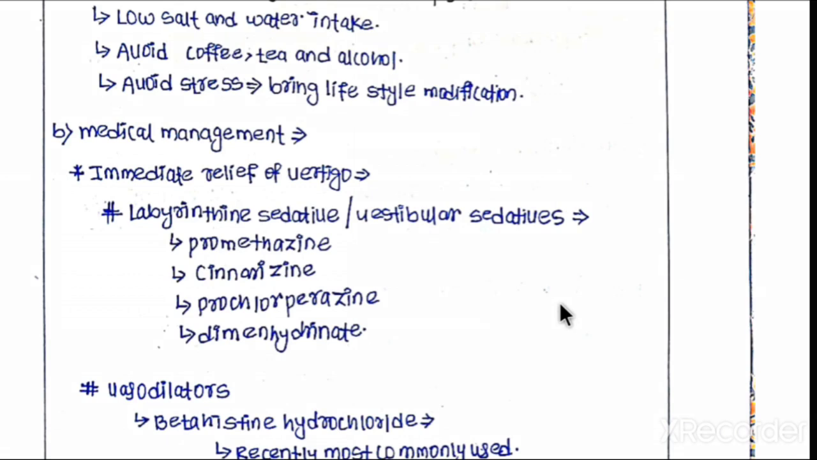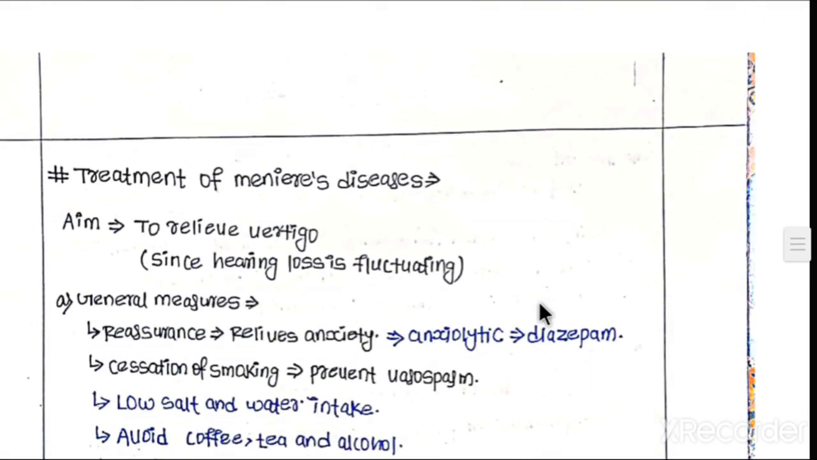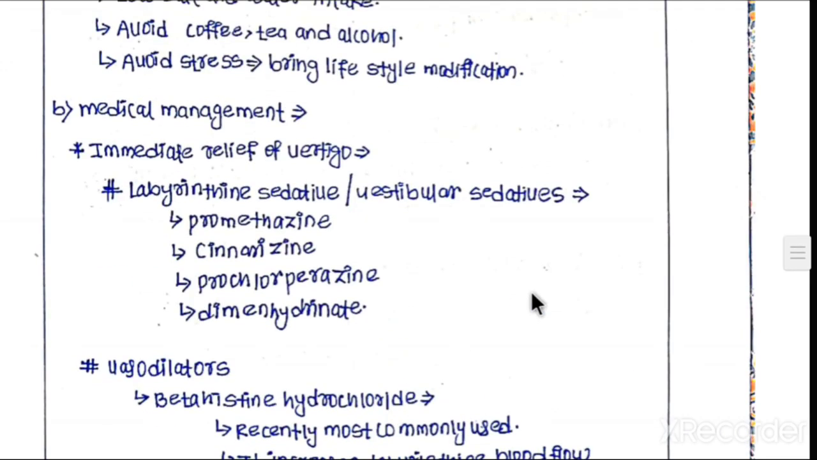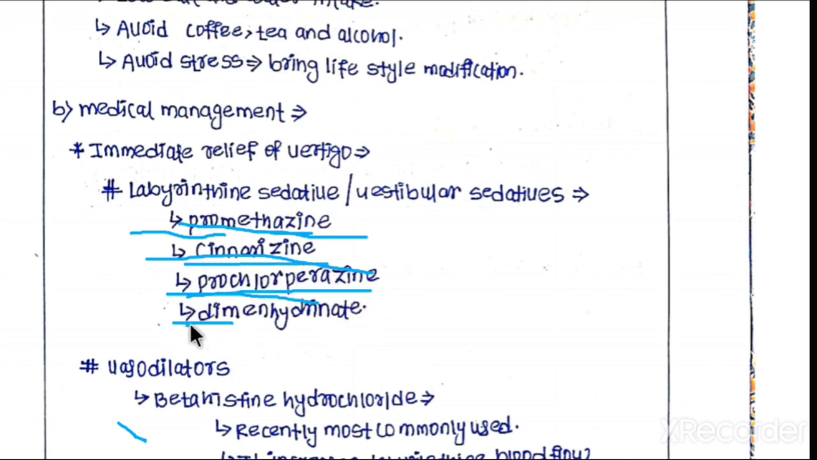Medical management. Since the aim of treatment is to relieve the vertigo, we should immediately relieve the vertigo by using a labyrinthine sedative or vestibular sedative. Some of the labyrinthine sedatives are promethazine, cinnarizine, prochlorperazine, dimenhydrinate.